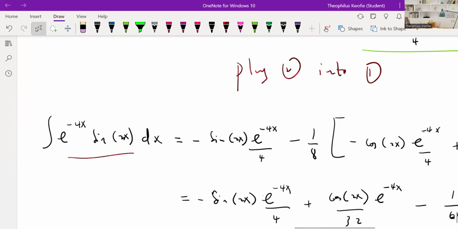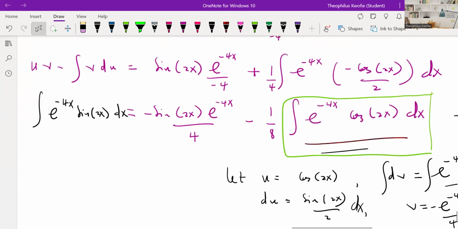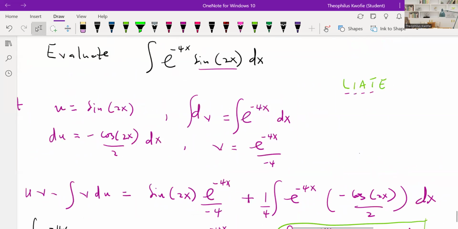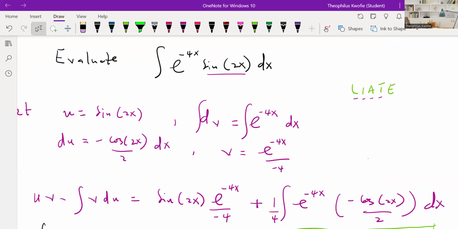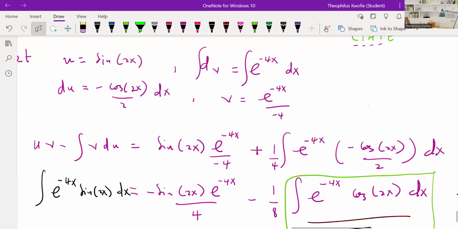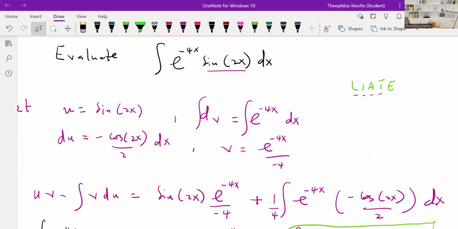But then let's do a quick recap. Let's go over it again to make sure that everything is well solved. We're given this problem to solve, and since we want to make a choice, we have to rely on the heuristic, and the heuristic is what we call the LIATE. We saw that u has to be the trig function, u has to be differentiable, and v has to be integrable. Then we use our formula, do some plugging in, and that's what we had.